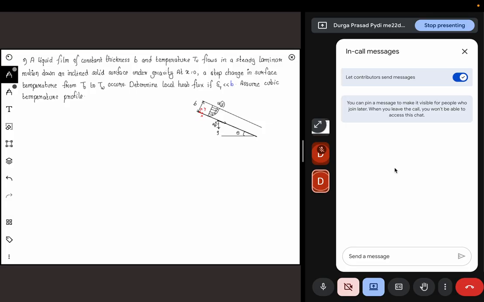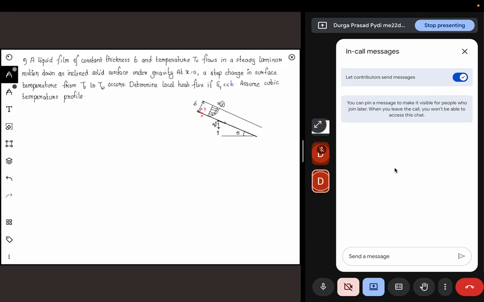Assume cubic temperature profile. I have not told anything about what profile you have to assume for velocity. So maybe I'll wait for some more time because this requires a little bit more solving. So I'll wait for say 5 minutes, and then you can go.